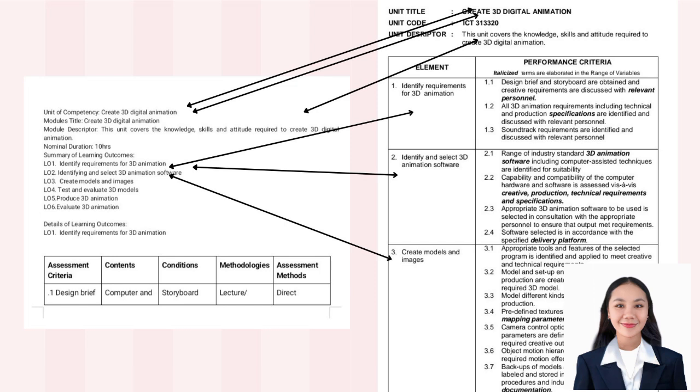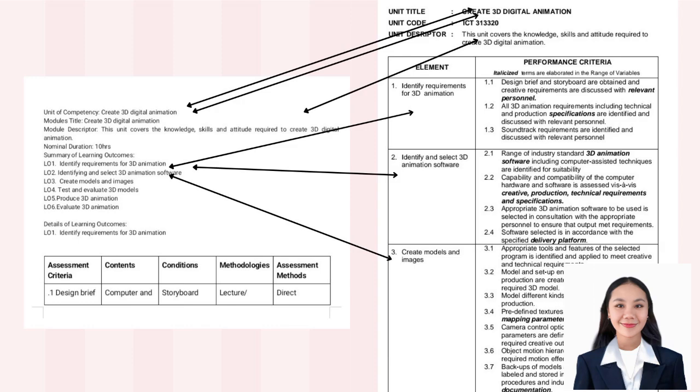First, we have identify requirements for 3D animation, identify and select 3D animation software. Next, create models and images. Next, test and evaluate 3D models. Number 5, produce 3D animation. And last, evaluate 3D animation.